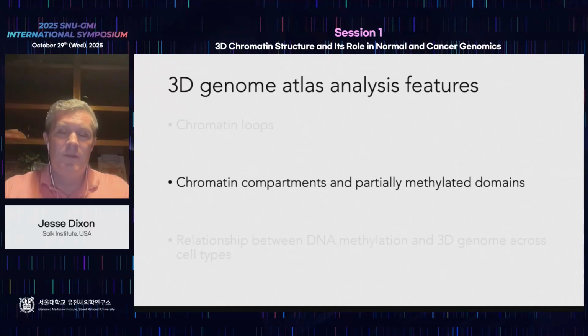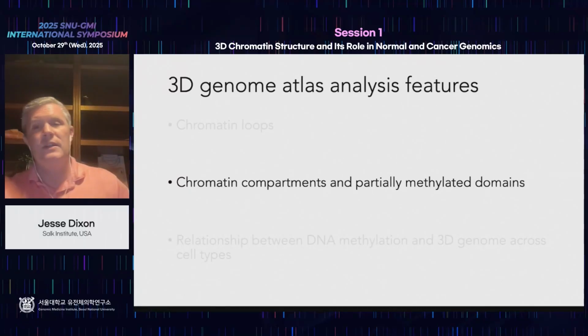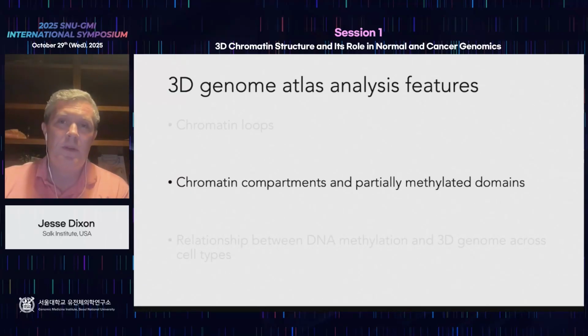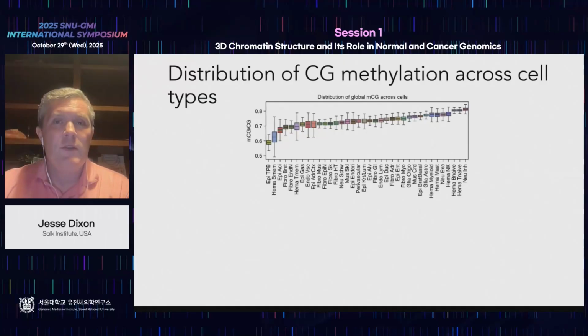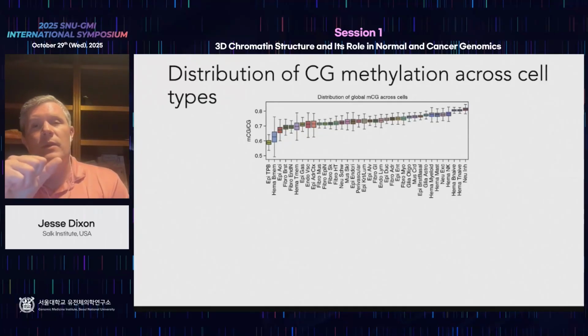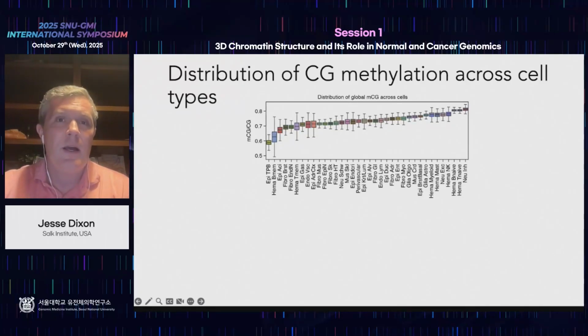So that was the first part I was going to tell you about in terms of chromatin loops. The second I'm going to tell you about is some interesting things that we can see related to chromatin compartments in these regions of the genome that are called partially methylated domains. The way we come across this part is we're starting to look at global patterns of DNA methylation across the different cell types.